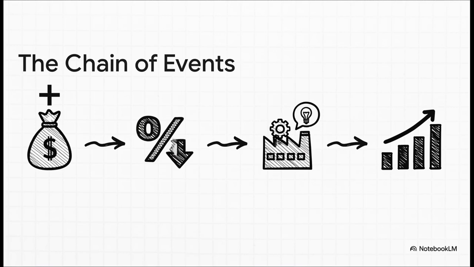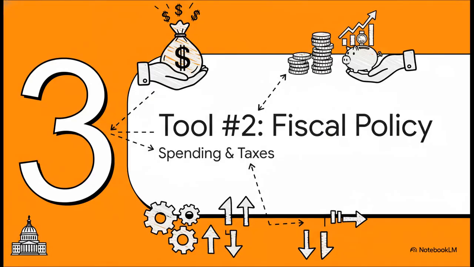So let's just trace that chain of events one more time. The central bank increases the money supply. That makes interest rates fall. Lower rates make borrowing cheaper, so investment demand goes up. And all that new investment makes the national income rise. Simple as that. All right, so that's the central bank's lever.